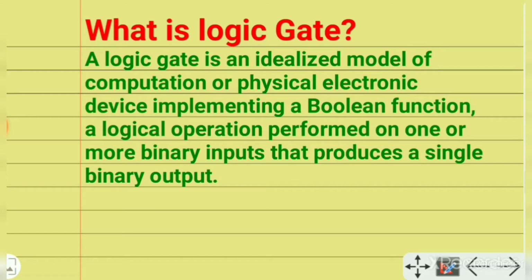So, as you can see, I have written the definition of a logic gate: a logic gate is an idealized model of computation or physical electronic device implementing a Boolean function. A logic gate is an operation performed on one or more binary inputs that produces a single binary output.